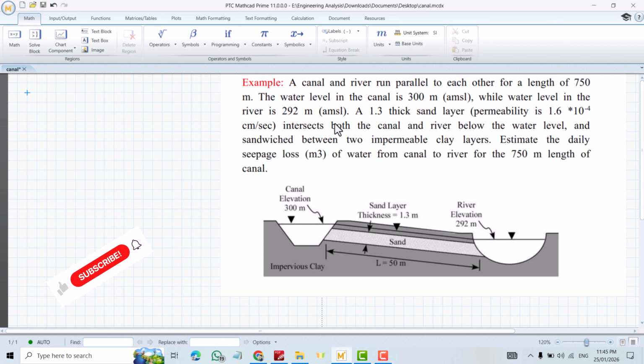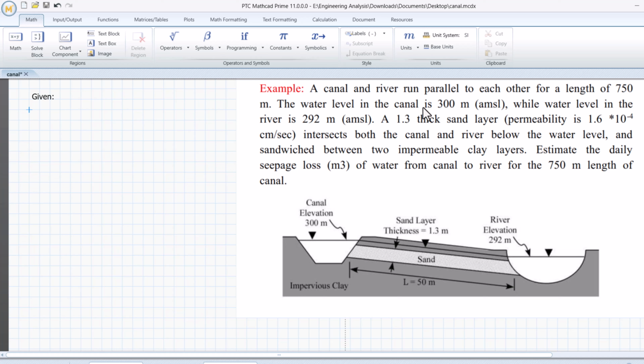For example, text data given. A canal and the river run parallel to each other for a length of 750 meters. The water level in the canal is 300 meters above mean sea level, while the water level in the river is 292 meters above mean sea level. A 1.3 meter thick porous media connects the canal and the river, its height is 1.3 meter.